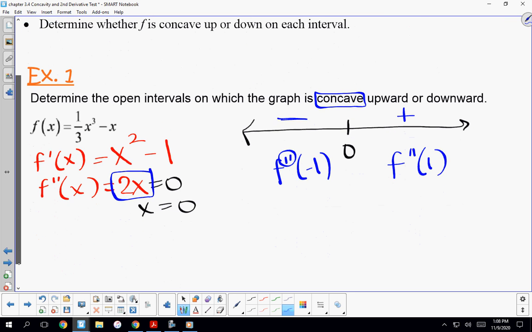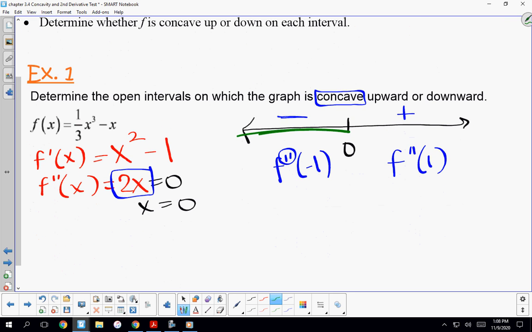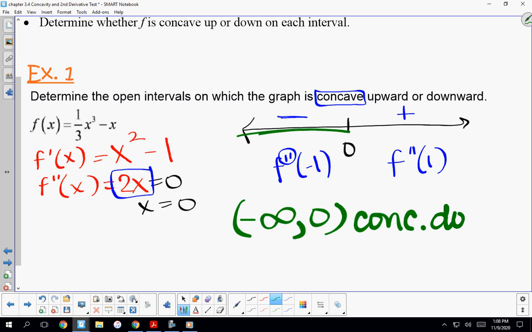So the way we answer this is everywhere on this interval, so from negative infinity to 0, my graph is concave down. And then here from 0 to infinity, it's concave up.